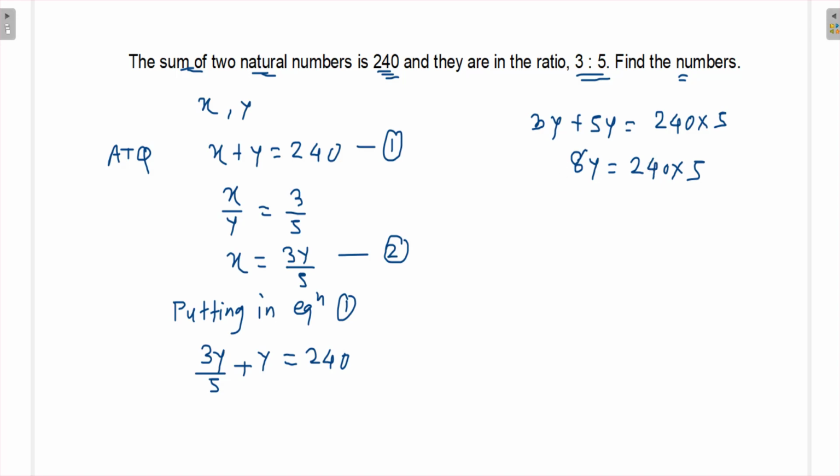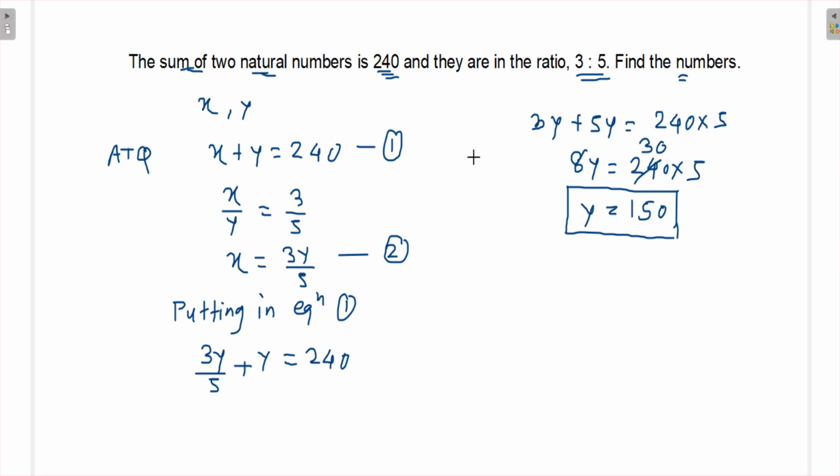So 8 ones are 8, 8 threes are 24, 30. So y is equal to 5 threes are 15, so it will be 150. Here you have got the value of y. So highlight this first important step, that y is equal to 150.